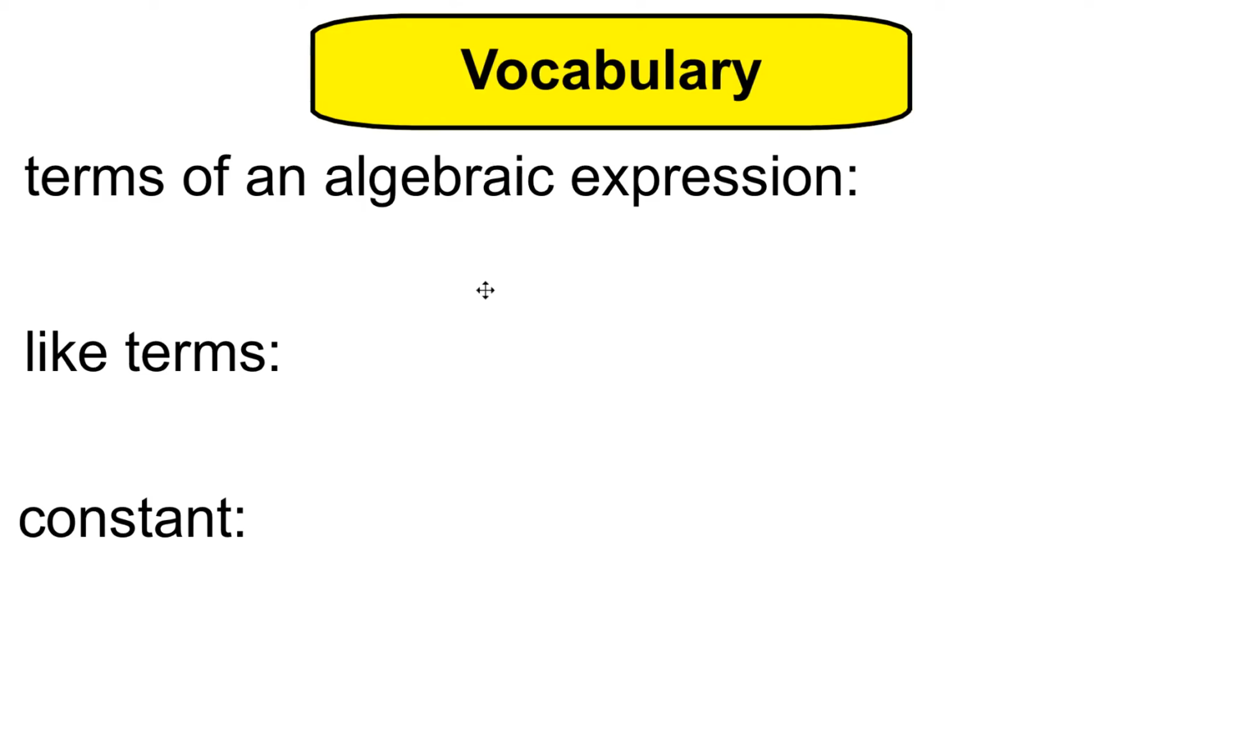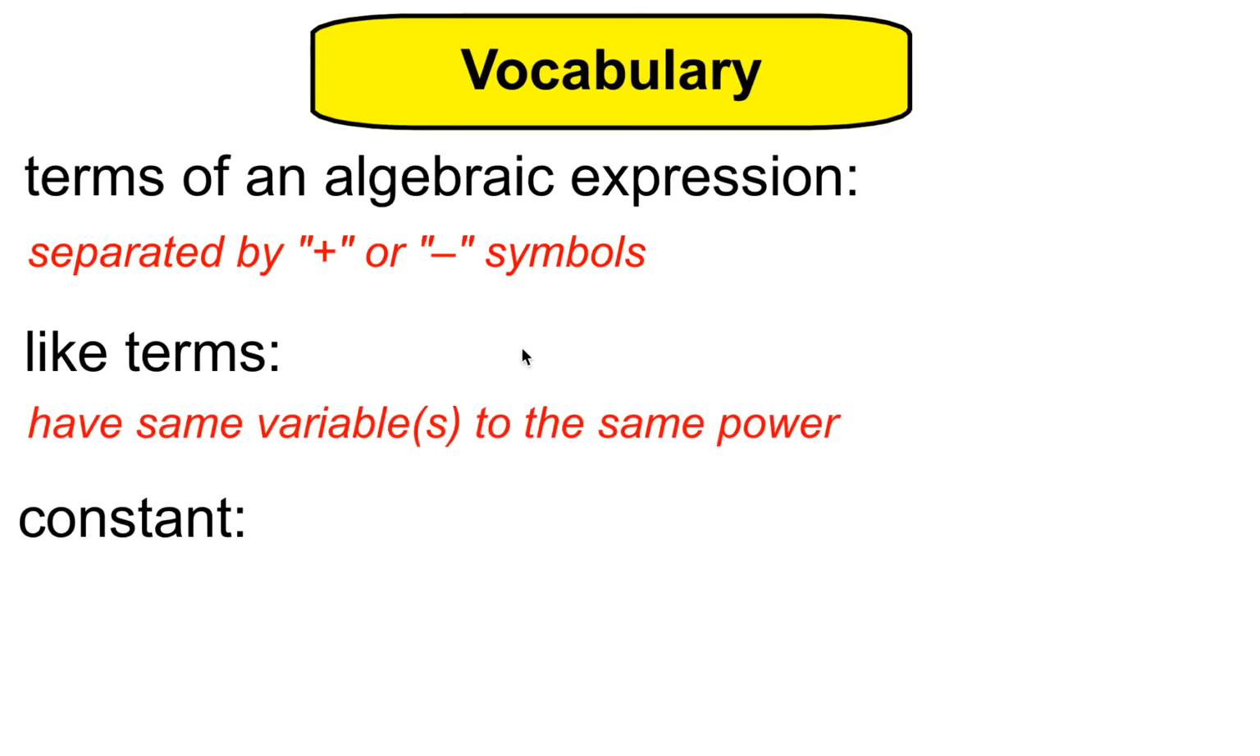All right, terms of an algebraic expression, a couple more vocabulary terms. The terms of an algebraic expression are those expressions, and they're separated by plus and minus signs. So you might have 3xy plus 5. That would be two separate terms. They're separated by pluses or minuses. Like terms are terms that have the exact same variable with the exact same power or exponents. And a constant is just a number that doesn't have a variable.